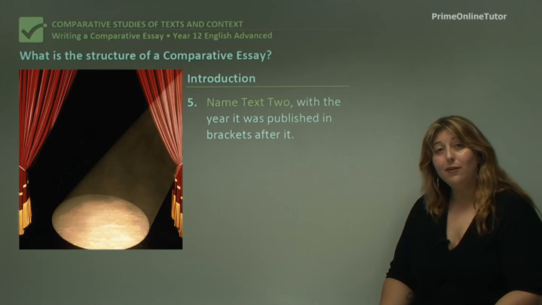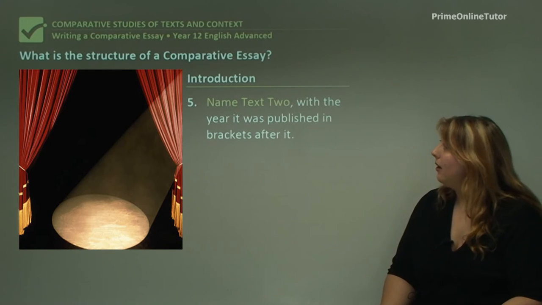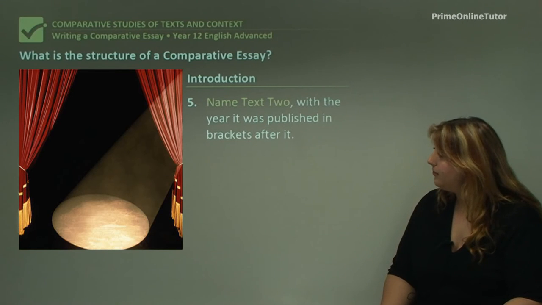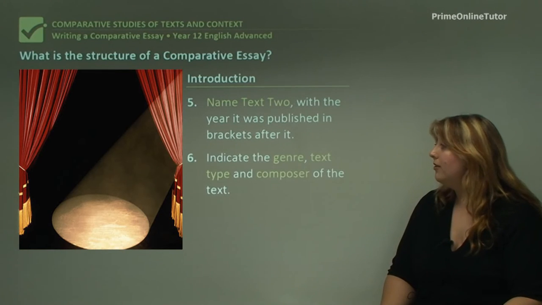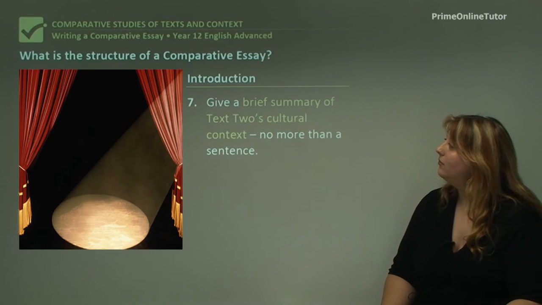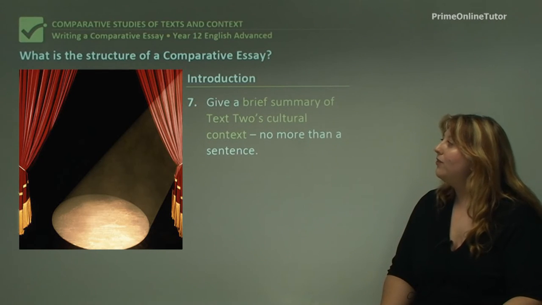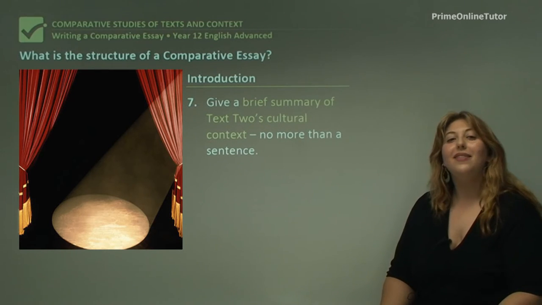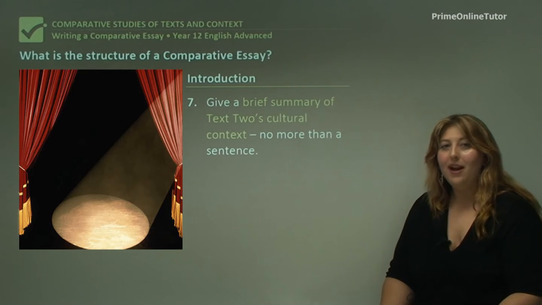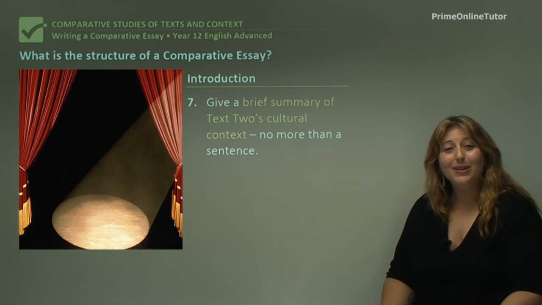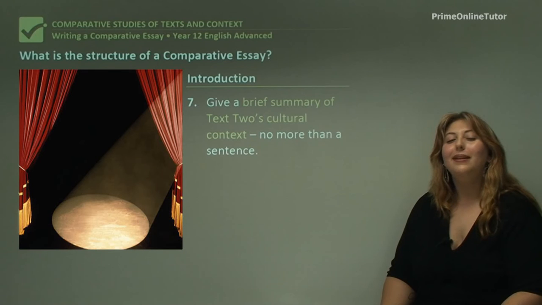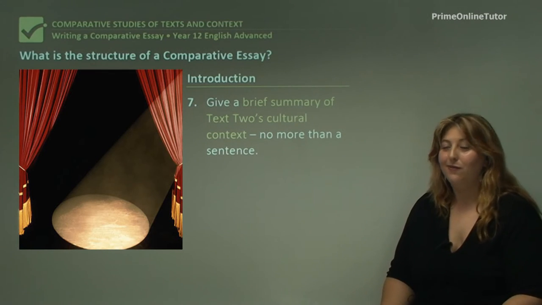We're going to do the same thing for the younger text, text 2, with the year it was published in brackets after it. Indicate the genre, text type, and composer. And then give a brief summary of text 2's cultural context. Now this is the bit that a lot of people leave out. They seem to think that there's no culture associated with the 70s, 80s, and 90s, but let me assure you it's very different from the time period we live in today, and you do need to identify it.